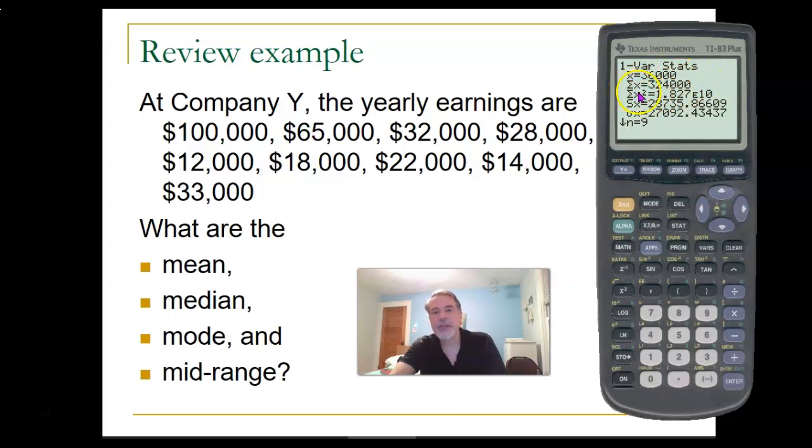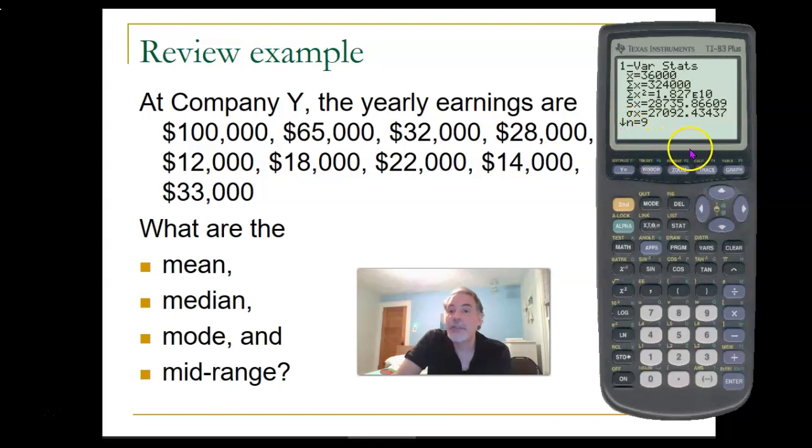It also tells me that the sum of X, just those numbers added together, is 324,000. The next thing, Sx, is what we're going to talk about in the next section, section 3.2. That is the sample standard deviation. So if you need your calculator to find the sample standard deviation S for you, there's where that is. And the next thing is sigma X, so that would be the population standard deviation. That's another thing we'll talk about in section 3.2. It tells me that n is 9, so that's how many numbers are on the list.